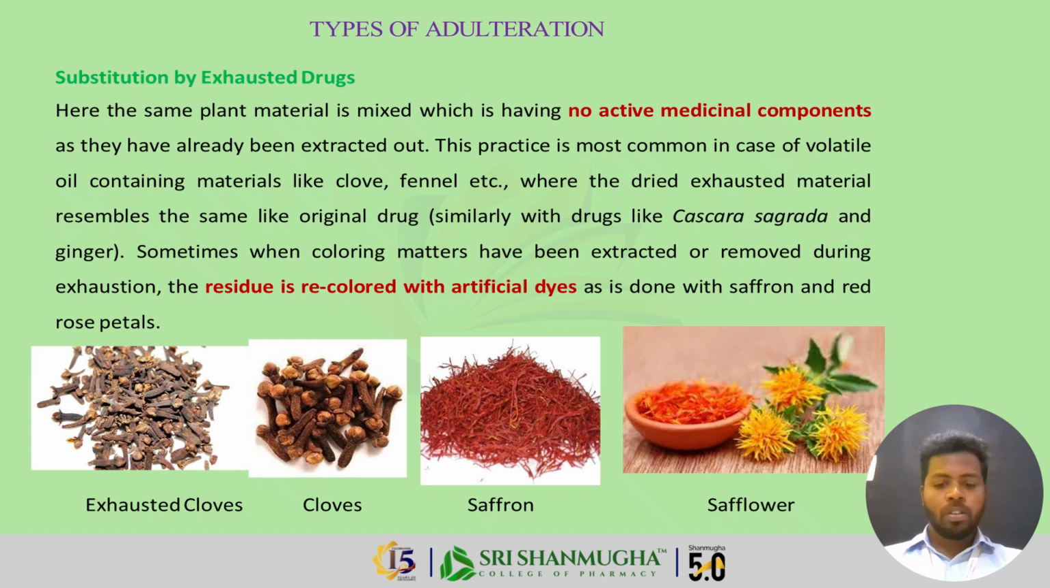Okay, so next is about the substitution by exhausted drugs. This is one of the most common adulteration practices roaming around in the herbal industries. Here the same plant material is used, but it is already exhausted. That means active constituents are removed and the essential oils are extracted. What remains is just inactive material. This happens commonly with clove, fennel, ginger, and cascara sagrada. Sometimes after extraction, the leftover material is recolored or flavored to make the crude drug look genuine. So visually it looks original, but therapeutically it is useless. This is a silent and very clever type of adulteration.